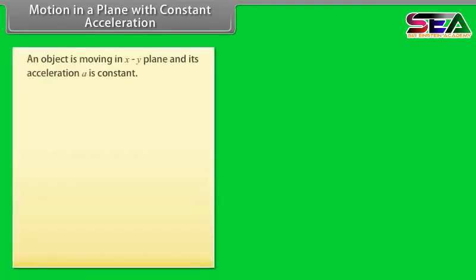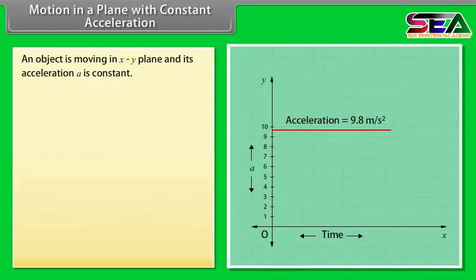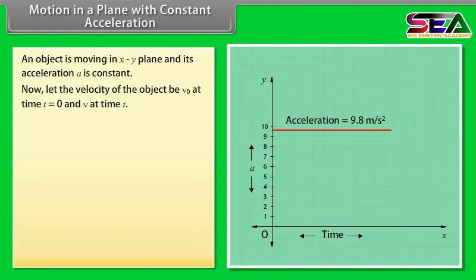Motion in a plane with constant acceleration. Let us take an example to understand. An object is moving in xy plane and its acceleration a is constant. Now, let the velocity of the object be v naught at time t is equal to 0 and v at time t. v is equal to v naught plus at. This is the equation in component form.